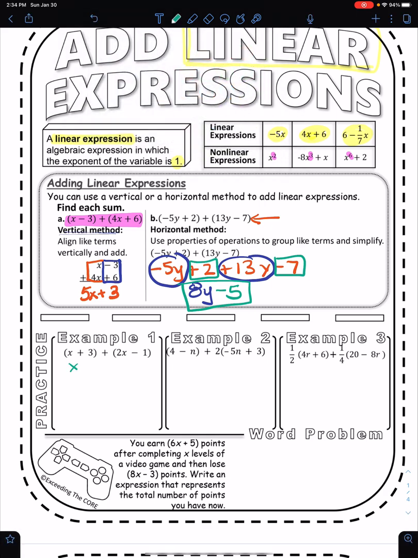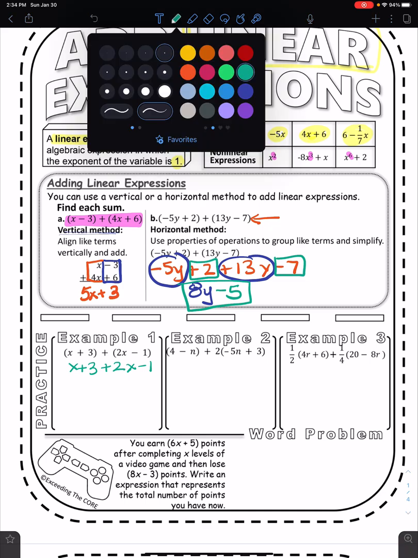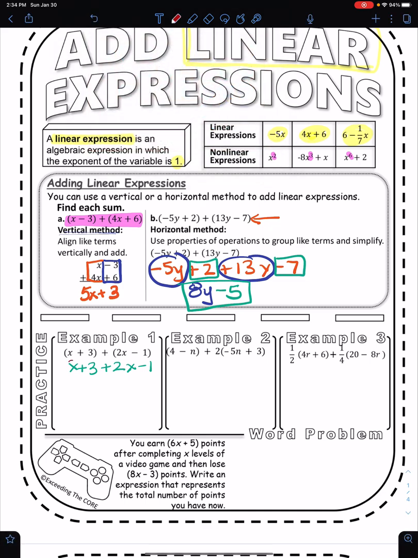I'm going to rewrite this just as x plus 3 plus 2x minus 1. I'm going to combine like terms. So first let me identify those like terms. I have an x and a 2x, and then I have a 3 and a negative 1. So my answer is going to be x plus 2x is 3x, and 3 minus 1 is 2. And that's the most simplified I can get it. I know it's simplified because there are no like terms and no parentheses, so I know it's in the simplest form.